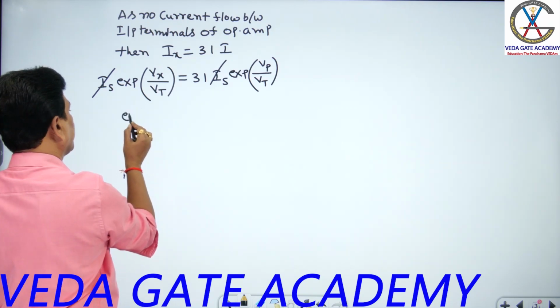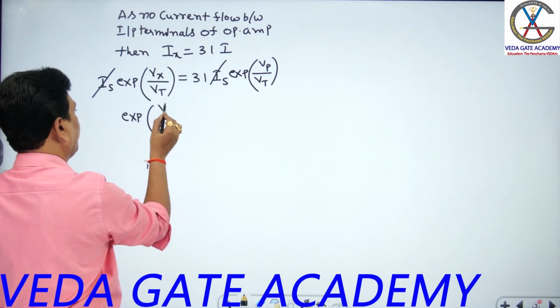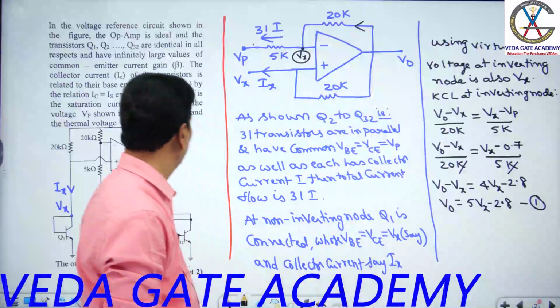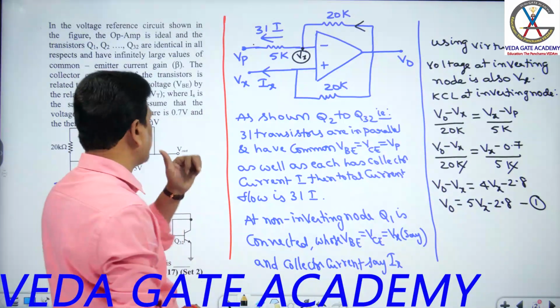Now I can go for this. Exponential of Vx by Vt is how much there, you see? The thermal voltage is given as how much, sir? 26 millivolt, students.